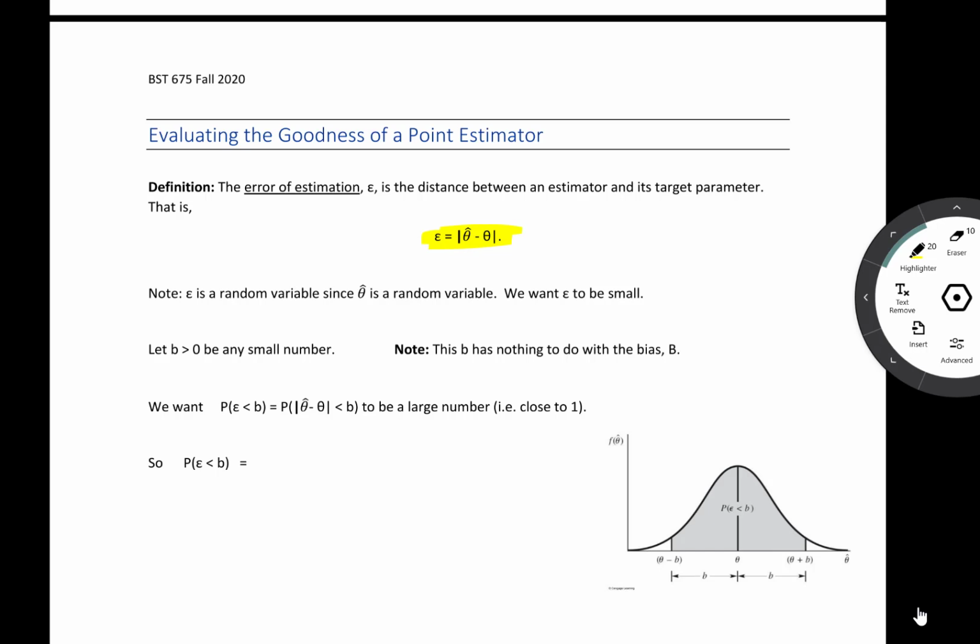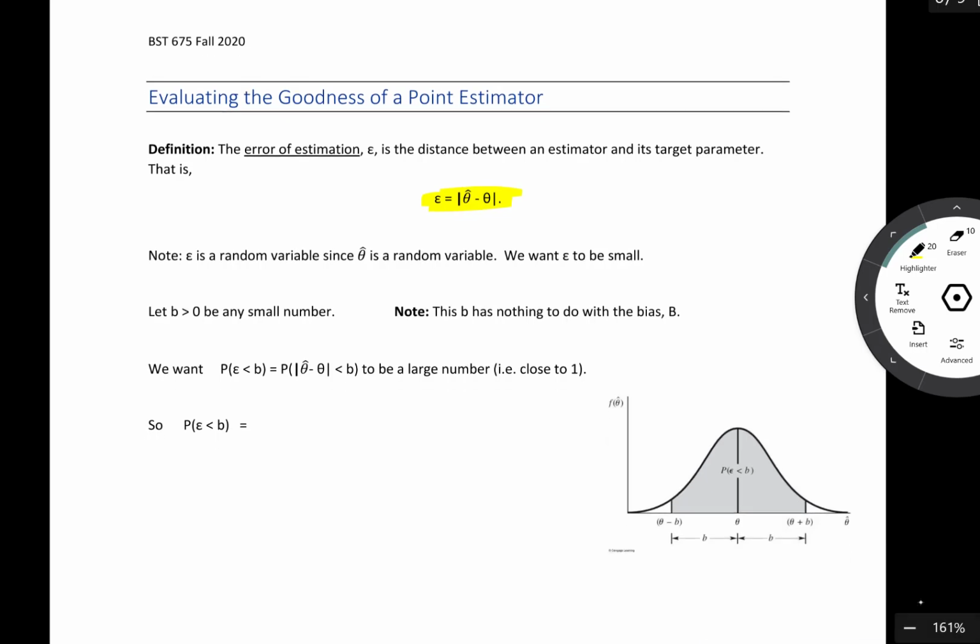So if we let b greater than 0 be any small number, notice this has nothing to do with the bias b, what we're looking for is we would like the probability that epsilon is less than b, which is equal to the probability that the absolute value of theta hat minus theta is less than b, to be some large number. Since this is a probability, a large number means that it's close to 1. So we have the following.